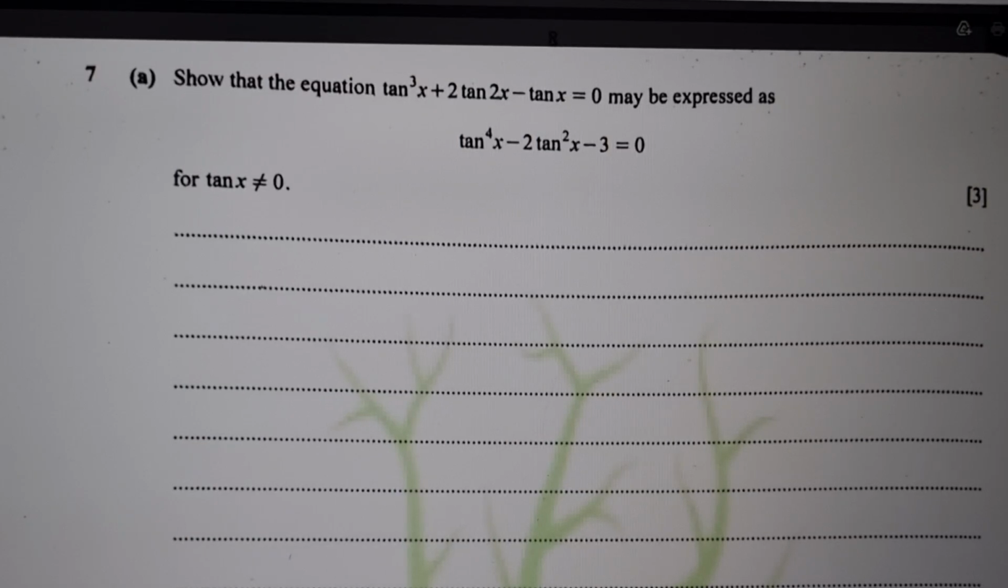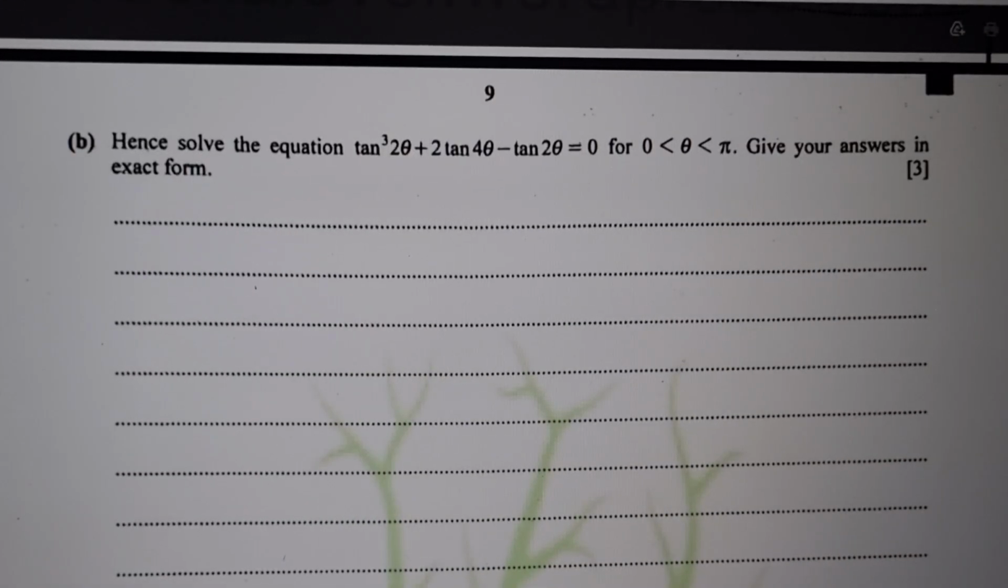Question number 7, part A, show that the equation tan cube x plus 2 tan 2x minus tan x equal to 0 may be expressed as tan to the 4x minus 2 tan square x minus 3 is equal to 0 for tan x is not equal to 0. Part B, hence solve the equation tan cube 2 theta plus 2 tan 4 theta minus tan 2 theta is equal to 0 for 0 less than theta less than pi. Give your answers in exact form.